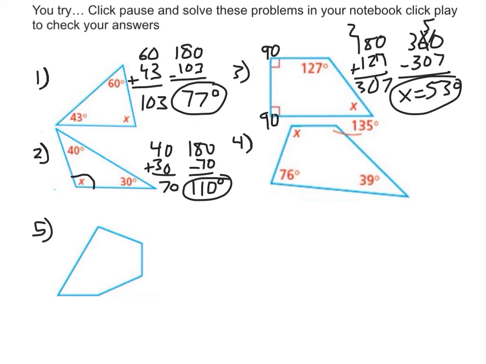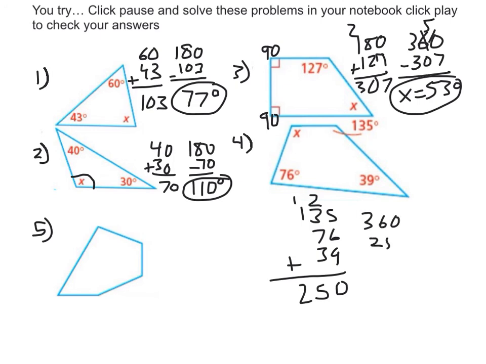For number 4, I have 4 angles. None of them are right angles. So I have to add up the angle measurements I have and find the difference between that and 360. 15 plus 5 is 20, carry the 2. This is 15, carry the 1. So these 3 angles add up to 250 degrees. All 4 of the angles should add up to 360 degrees. So if I find the difference between 360 and 250, I get 110 degrees. So x equals 110 degrees.